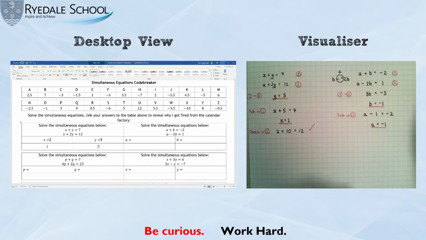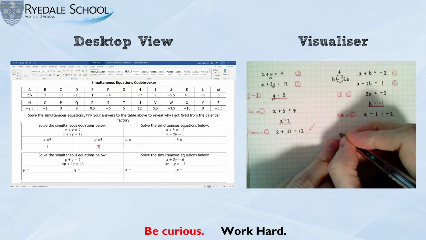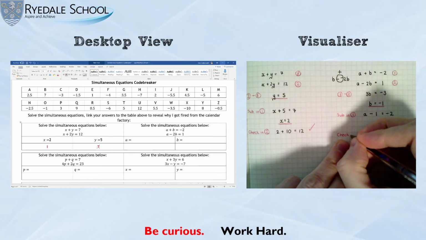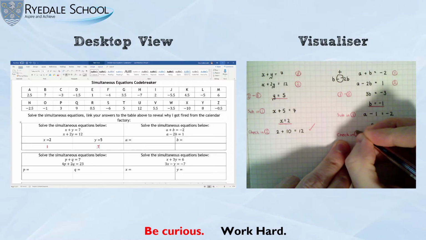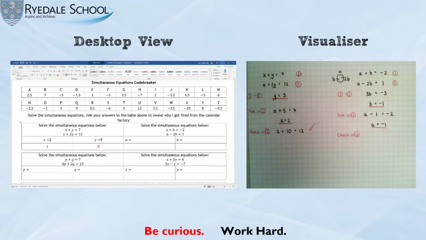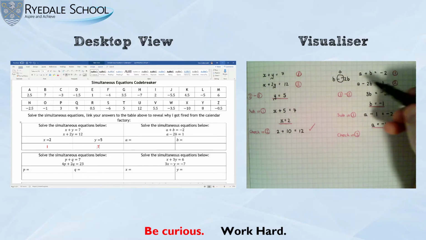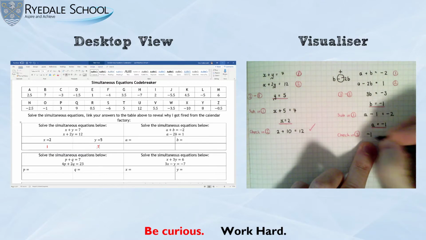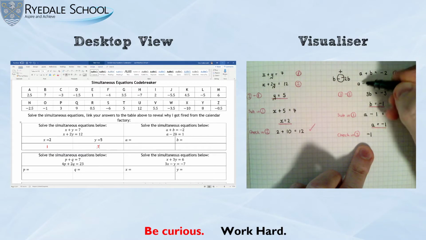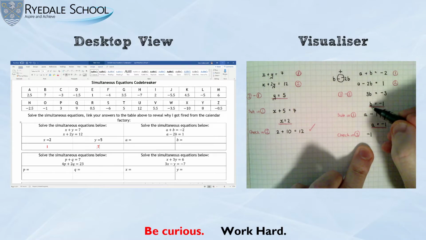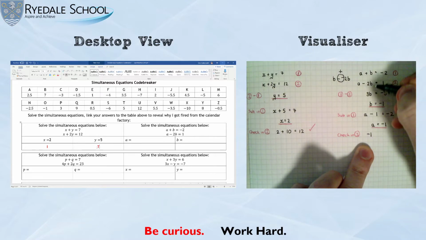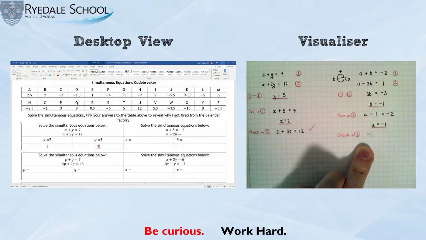Okay, and of course we can convince ourselves with our check. Since I substituted into equation 1, I will be checking in equation 2. So let's see what we have. We have A minus 1, take away 2 B's. Well, we know that B is minus 1, so 2 B's would be minus 2.